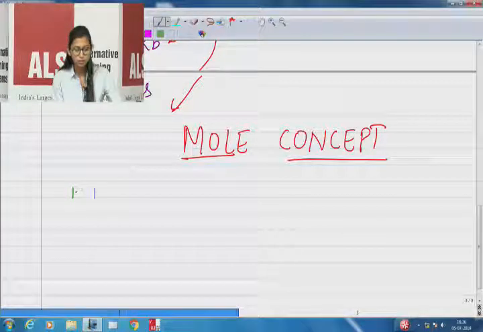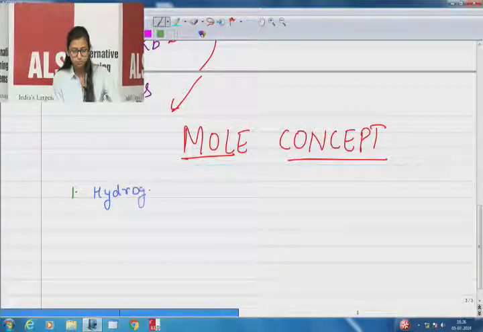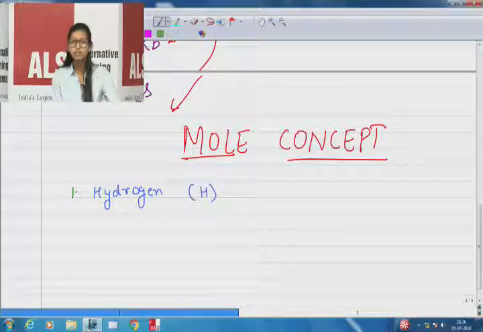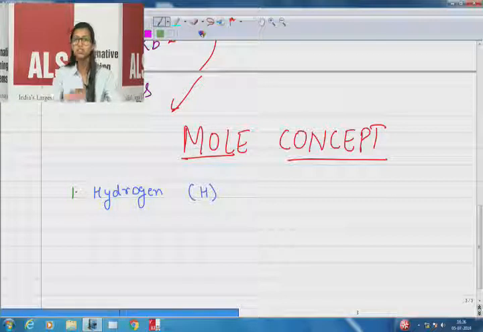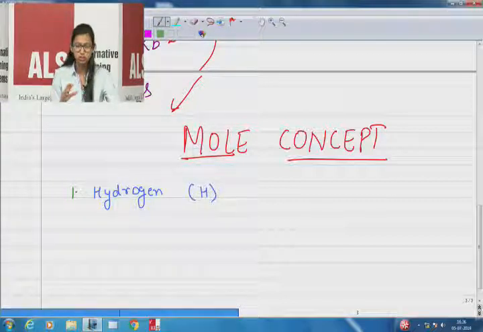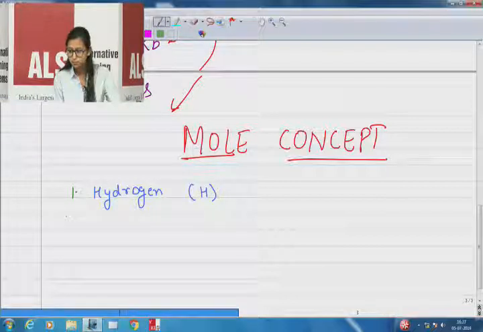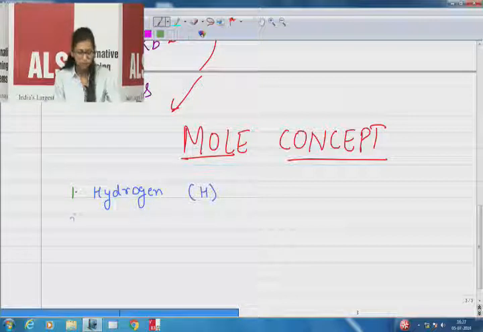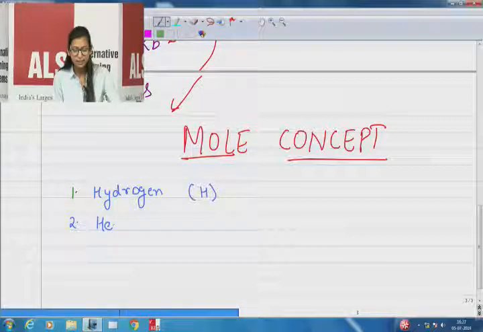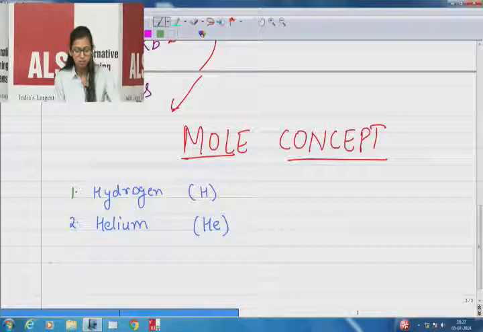So for the first one I'm writing, this is hydrogen, and the symbol is H. These are fixed, because Indian scientists will also call hydrogen H, and British scientists will also take it as H. So these are the defined things. Number 2, helium, the symbol is He. Number 3 is lithium.